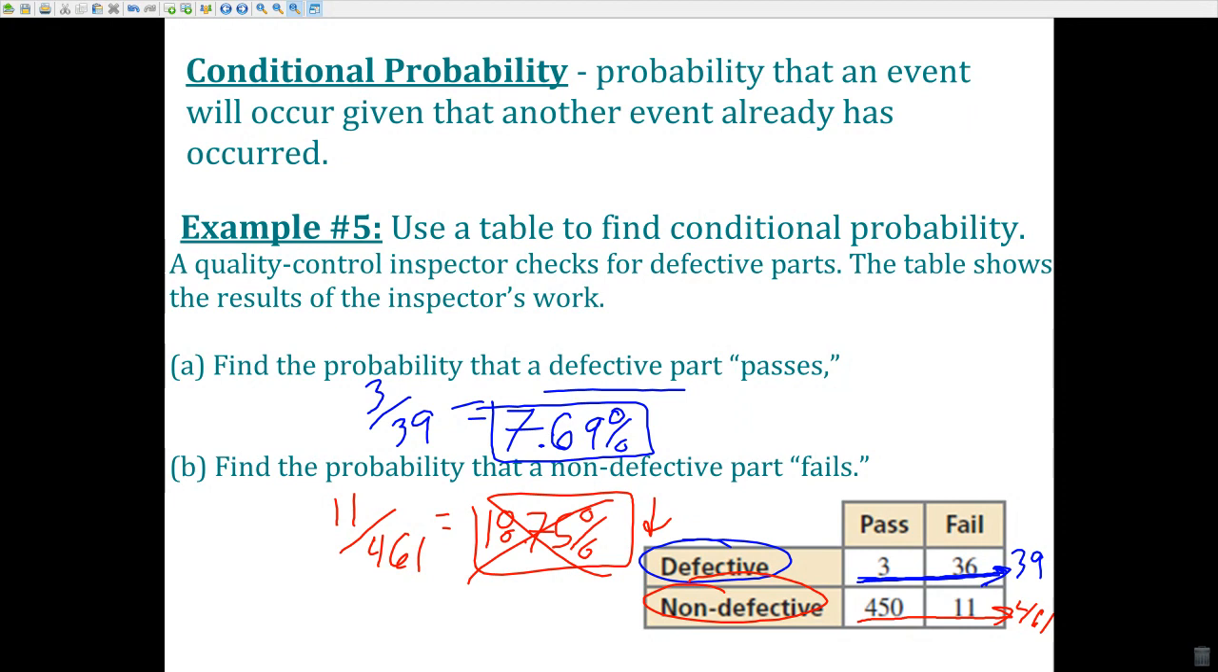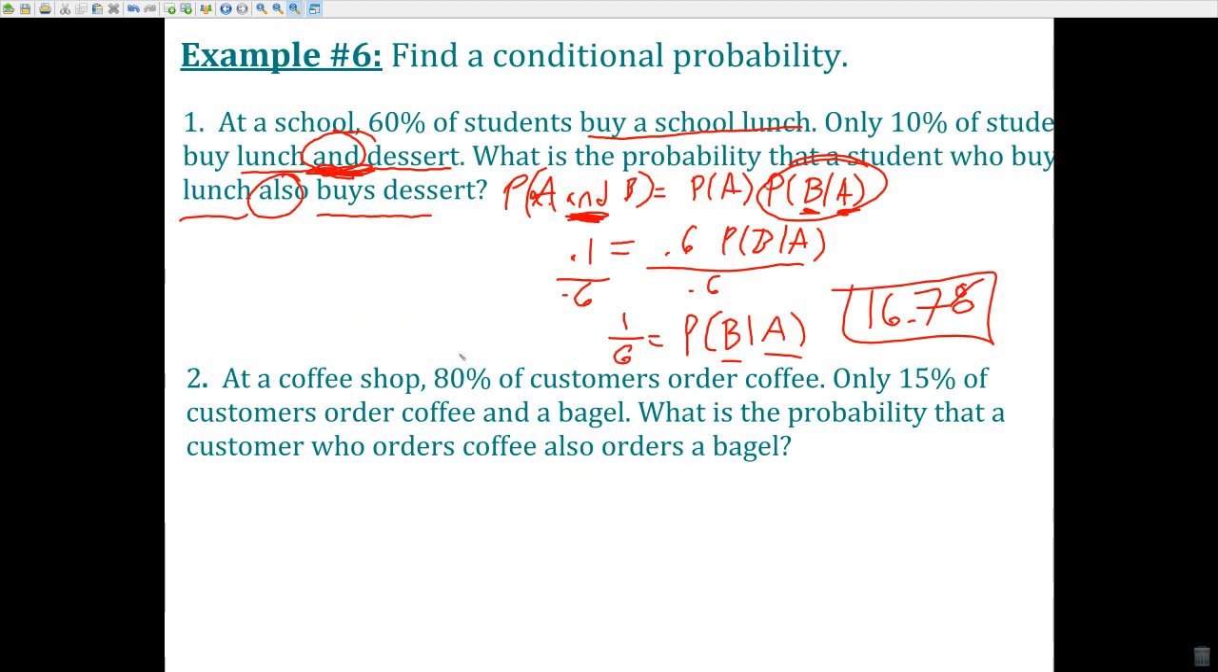That's so big. Oh my gosh. It should be 2.39. All right. Hopefully I settled down the people screaming at the computer screen. Why didn't I get that on my calculator? Sorry about that. But yeah, back to this. 16.7% chance that the people that buy lunch also buy dessert. Nice.